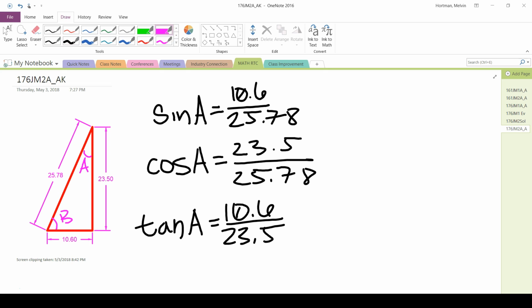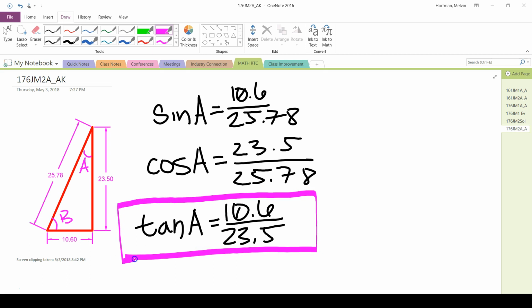Now, which numbers seem like the most even, the most round, the easiest numbers to work with? It's going to be the 10.6 and the 23.5. Those only go up to 3 significant digits. The 25.78, that's probably a really long decimal. If we were to use these nice round numbers to calculate out the hypotenuse, it would actually be a pretty long decimal. So let's use these nice round numbers first. Okay, so tangent, we're going to use tangent.